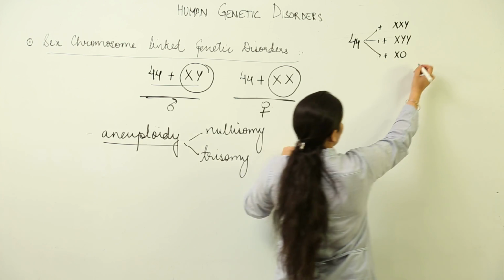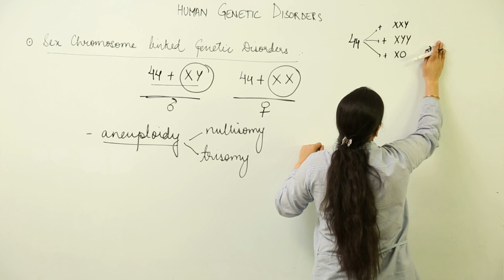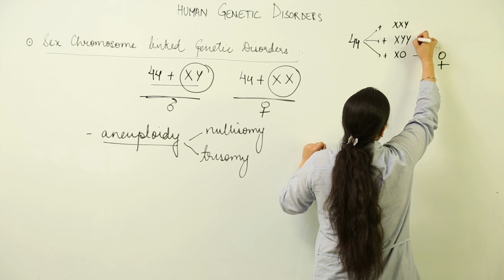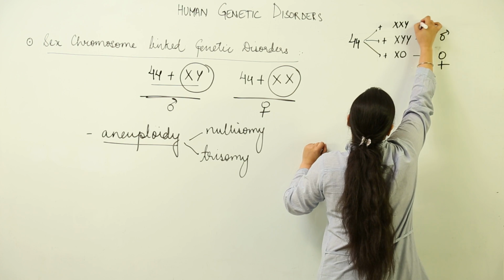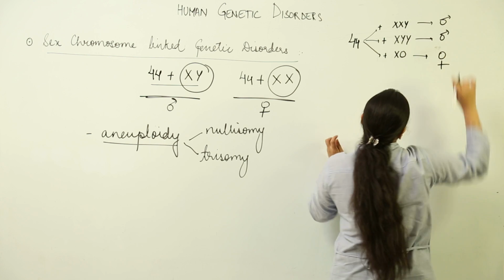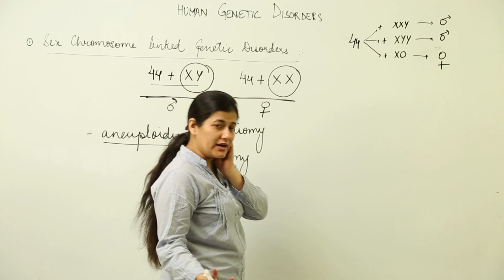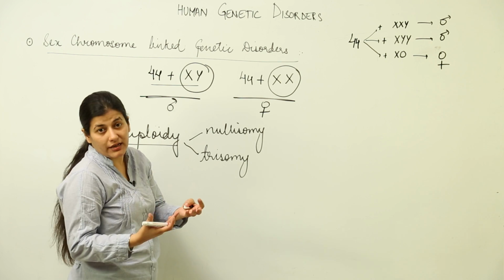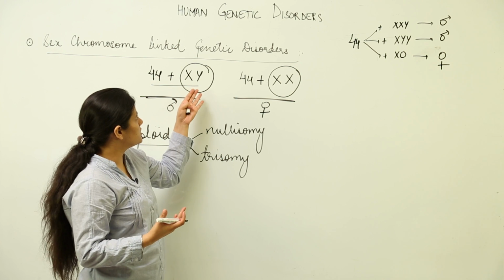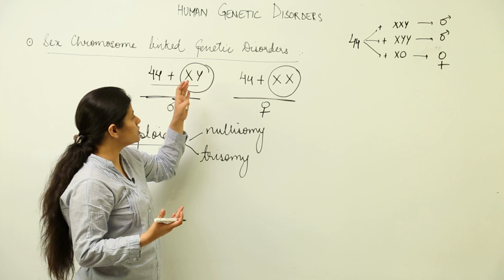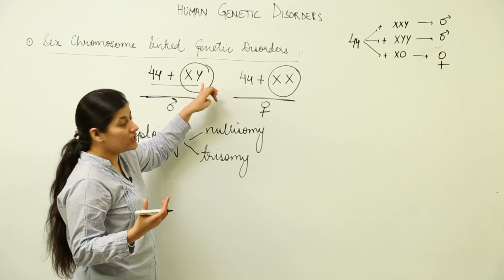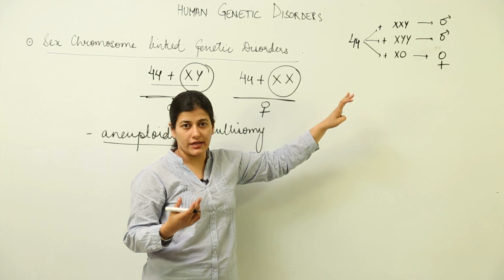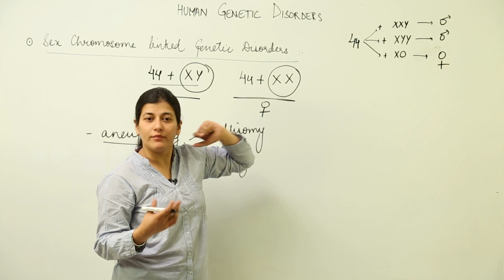Now, this is a female, and this is a female because it is not having any Y. These are males because whenever there is presence of Y chromosome, the SRY gene is there, and it enables the organism to become a male. The chromosome responsible for making an organism male is Y. So, wherever there is presence of Y, we have male, and when there is no Y, we have a female.